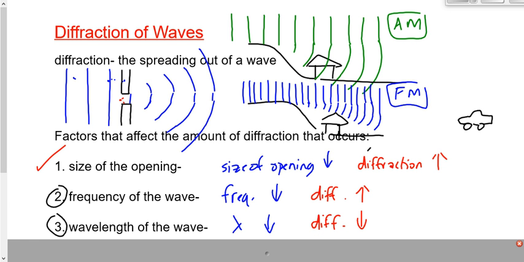So this one, never had any trouble remembering that one. For whatever reason, the opening gets smaller, it becomes closer to being a full circle. More diffraction occurs. Okay, I just know that one. But this one, still to this day, I got to think about it. Whenever I'm doing it, I got to think about how the frequency affects it. And the way that I think about it is to remember, okay, I could hear AM, low frequency, at the bottom of the hill. I could not hear FM, or high frequency, at the bottom of the hill. So AM must diffract more.